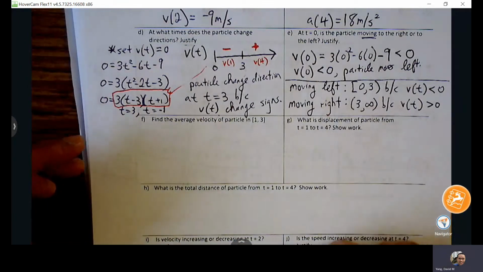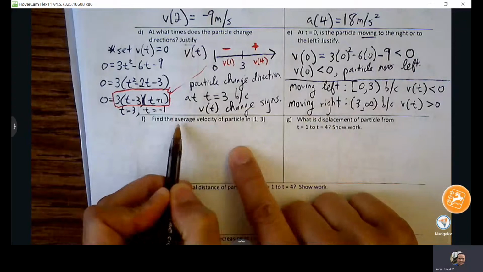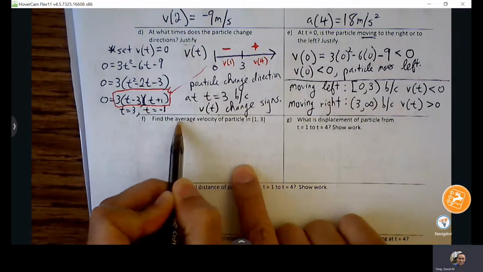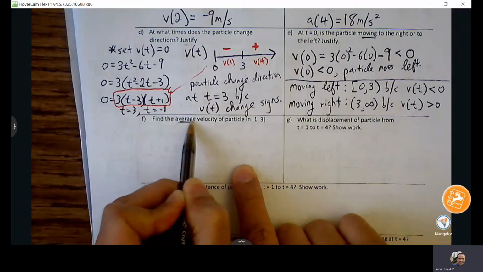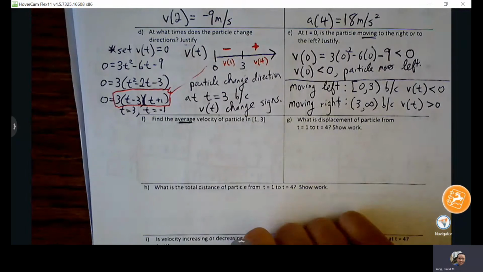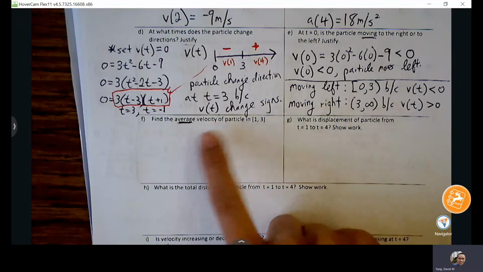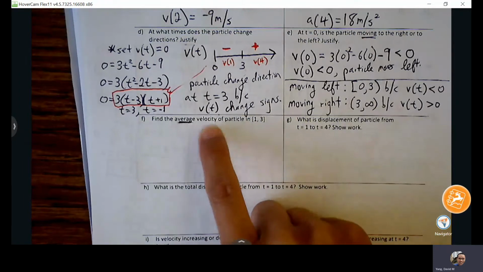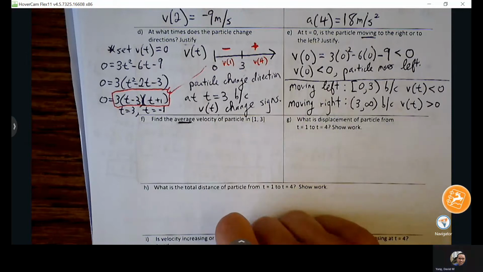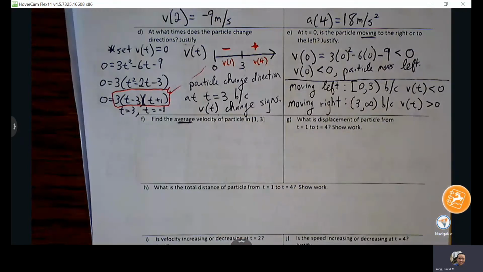Part F, find the average velocity. Careful with this problem here. Focus is on that word average. Do we use the velocity function here? No, right? We don't use the velocity function. We use the position function and we find the slope between positions, because average velocity is defined as the change in position divided by the change in time.